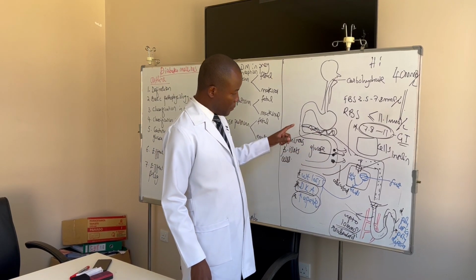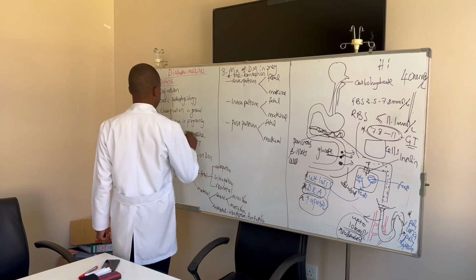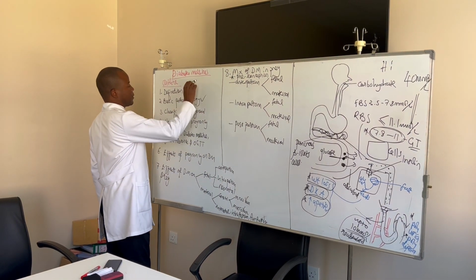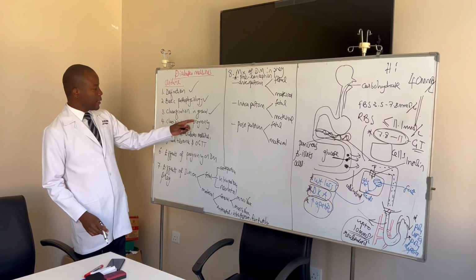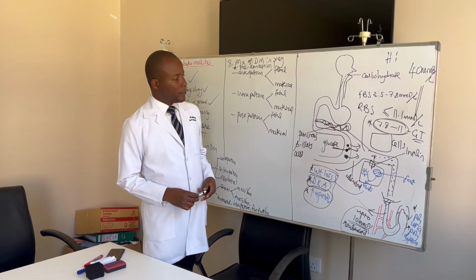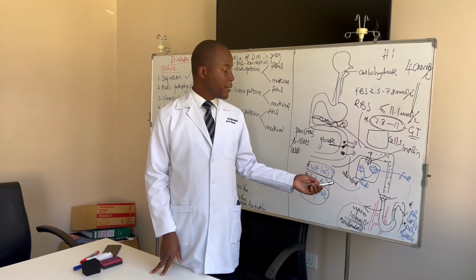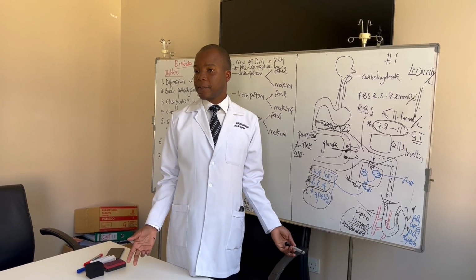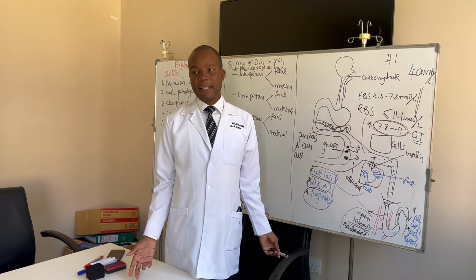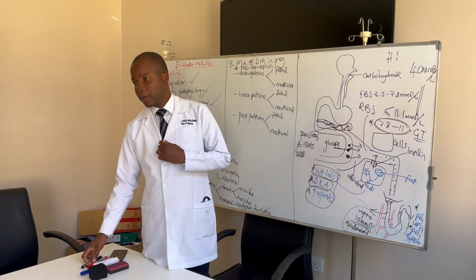Anyway, now, what happens when we go to classification in general? When you look at classification in general, we are saying that type 1, as it was called, was where there is absolute lack of insulin. You don't just have the insulin. So what were the properties or characteristics of type 1?